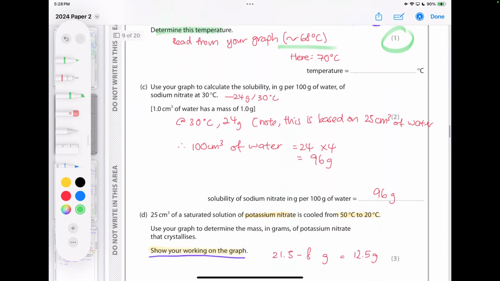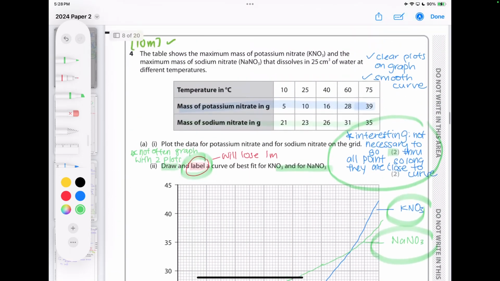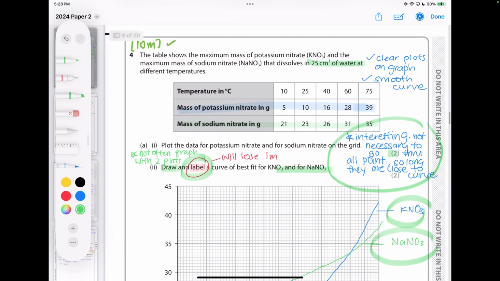Then we need to use the graph to look at the solubility of sodium nitrate at 30 degrees Celsius in 100 gram of water. Now take note, this is based on 25 cm cube of water. So whatever value that you get from here, you need to multiply it by 4. Why? Because 100 cm cube divided by 25 is 4 times more.